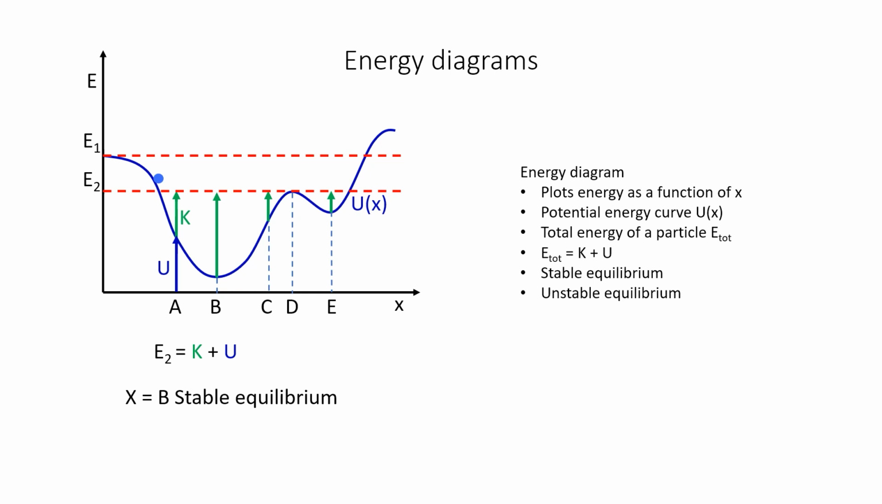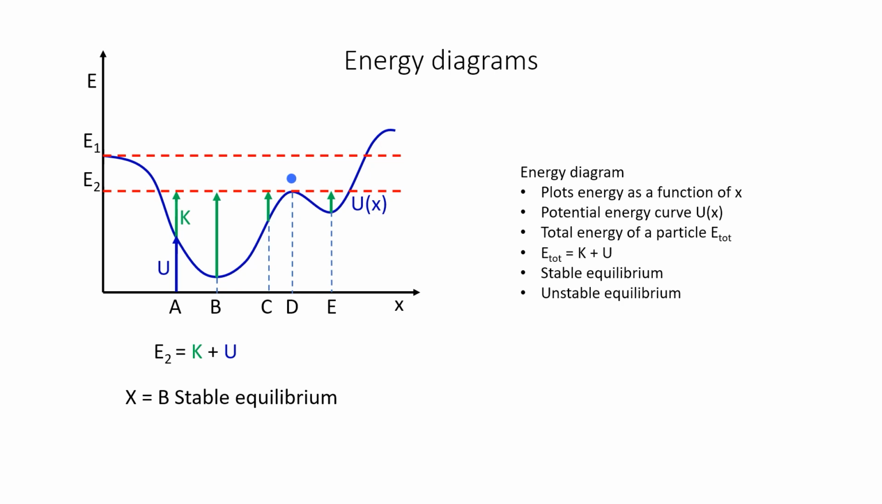Now let's consider a particle that has a lower total energy E2. It could start just to the left of point A, where the potential energy would be the total energy, and then if it moved to the right, it would be speeding up as it goes right. Be going a little bit faster at point A. At point B, it would be going the fastest it could go. At point C, it's slowing down again.